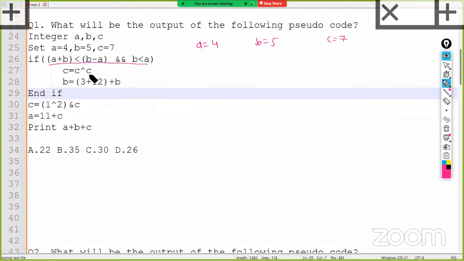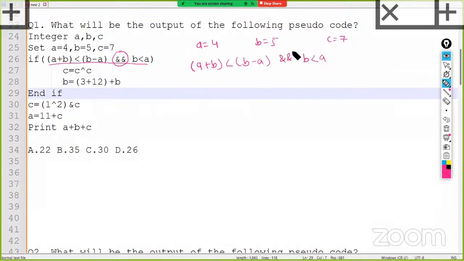Now, what is the condition here? Please check this out. The condition is written as a plus b is less than b minus a, and here they have used a double ampersand. Remember this: double ampersand means logical and, while single ampersand means bitwise and. Double ampersand means logical and, then b is less than 0.